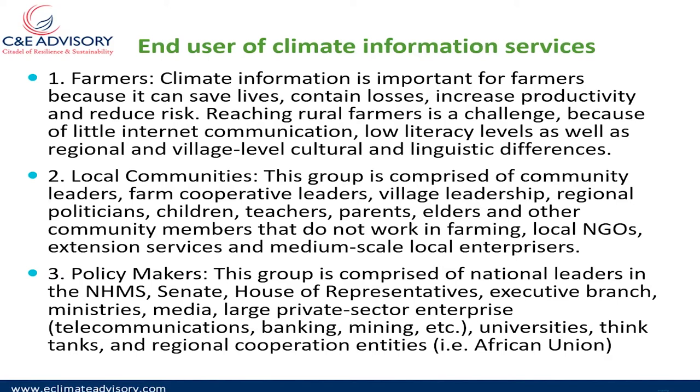So reaching rural farmers sometimes is a challenge, because they do not use, for instance, the internet. Some of them do not have mobile phones. Some of them, education is very low. They have a low literacy level. So there's need to come up with ways in which you can reach them at a regional and village level, also taking into account the cultural and linguistic differences. Because the language problem becomes an issue here. And this is why the emphasis these days is on co-production, because then that information becomes more usable by them.